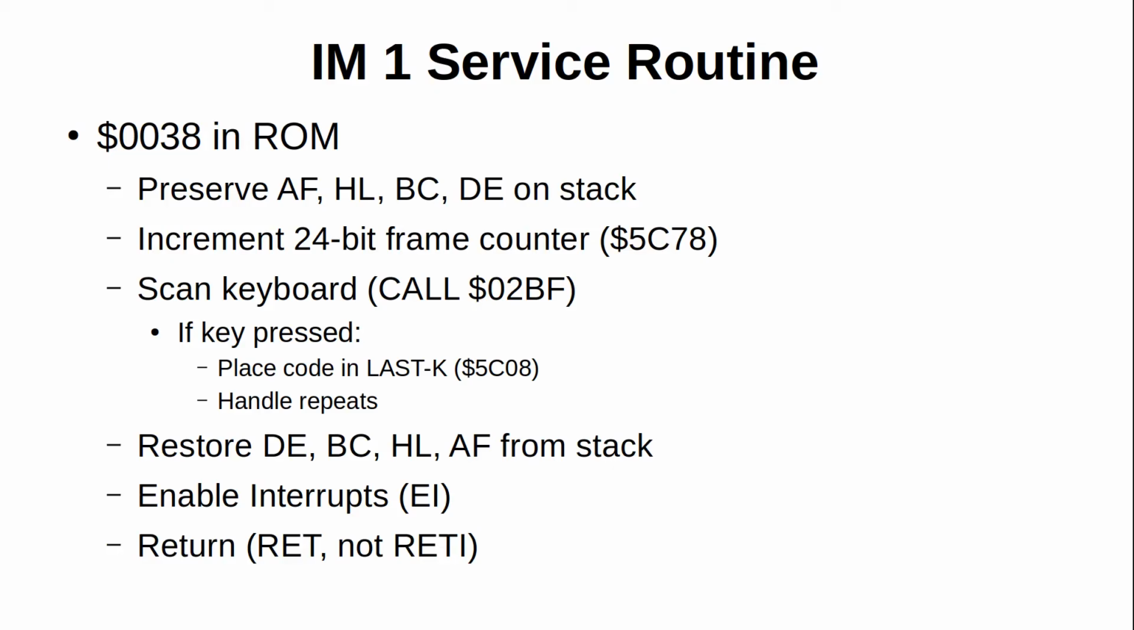Then it scans the keyboard by calling the ROM routine at hex 02BF, which will place the code for a new key press in the LAST K variable at hex 5C08, and handle repeats for keys that are held down. Then it restores the registers from the stack, re-enables interrupts like it should, and then returns with an unconditional RET instruction. It does not use the RETI instruction, as it assumes that the device requesting the interrupt is the ULA, and it doesn't expect any signaling back after the interrupt handling is done. For your own routine, you can make the same assumption, and just end it with the same EI-RET combo.